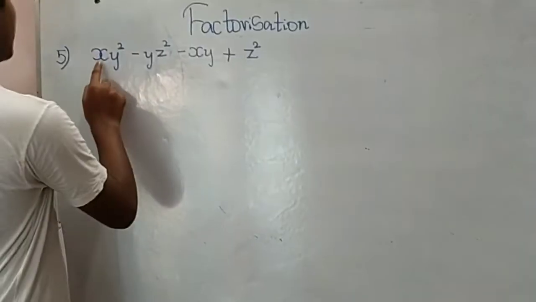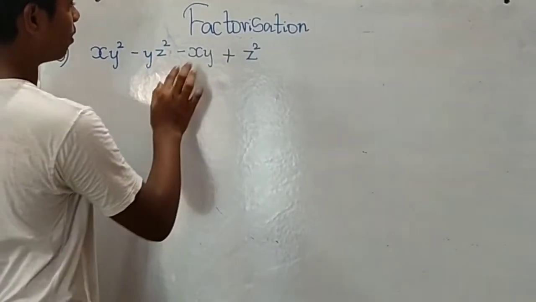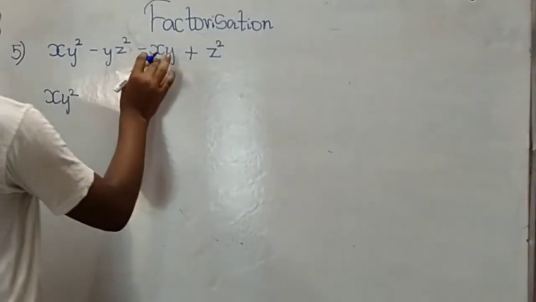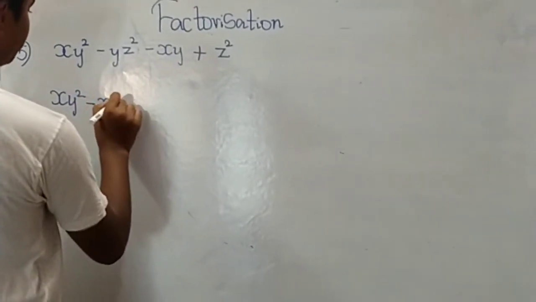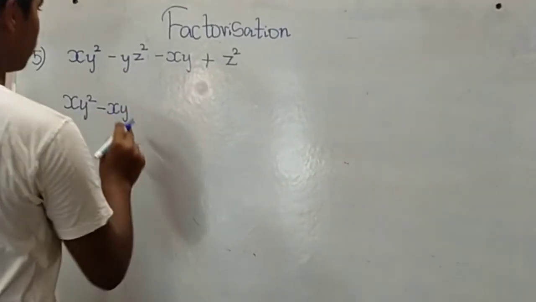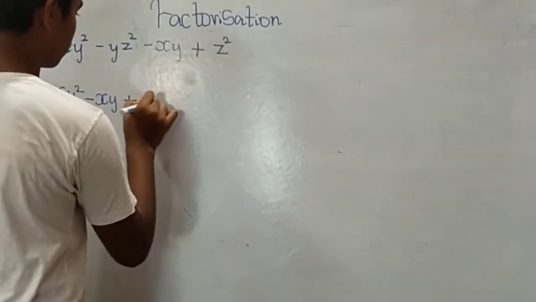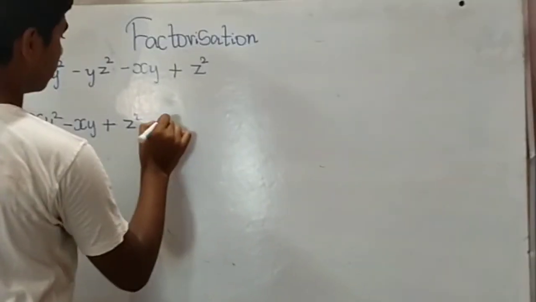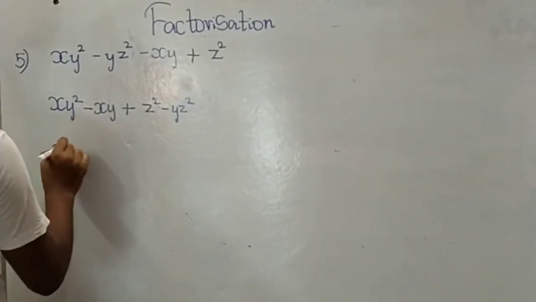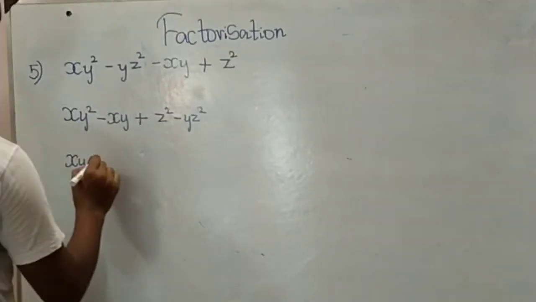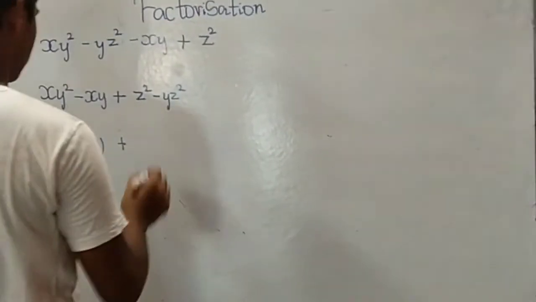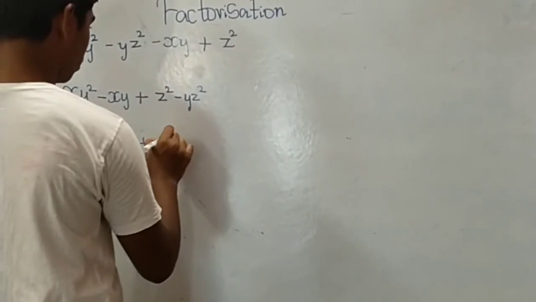Fifth question: xy square minus yz square minus xy plus z square. Now I am writing it in this way for convenience: xy square minus xy plus z square minus yz square. Now here xy is common: xy into y minus 1, plus z square.